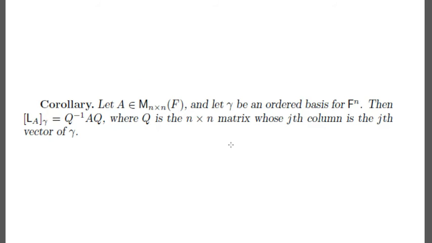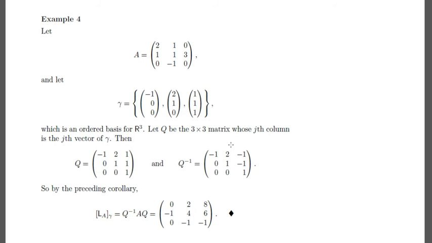Next corollary: if A is any n cross n matrix over F and gamma is an ordered basis for Fn, then the matrix corresponding to LA is Q inverse AQ. So in this example, you have a matrix A, and we take an ordered basis gamma of R3. Let Q be the 3 cross 3 matrix whose jth column is the jth vector of gamma. So we take Q as this, find Q inverse. Using the previous corollary, we get the matrix corresponding to LA as Q inverse AQ. You have Q, Q inverse and A, multiply that, you will get this matrix.